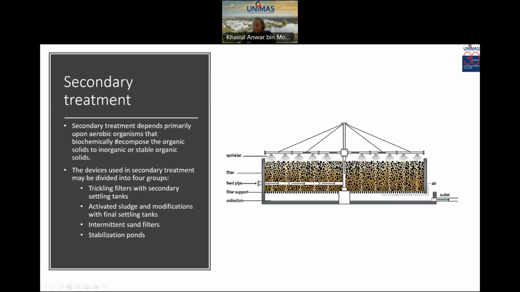Secondary treatment. Secondary treatment depends primarily upon the organisms that biochemically decompose the organic solids to inorganic or stable organic solids. The devices used in secondary treatment may be divided into four groups: trickling filter with secondary settling tank. This is the trickling filter. Activated sludge and modifications with final settling tank. Intermittent sand filters and stabilization ponds.